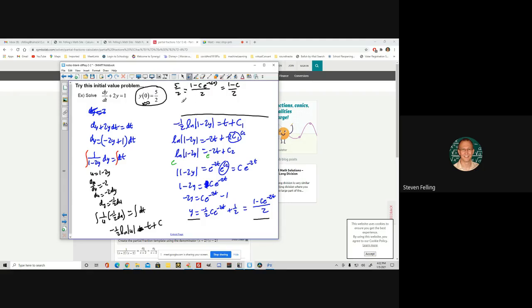So when you multiply both sides by 2, you get 5 equals 1 minus c, and therefore c equals 1 minus 5, or negative 4. So our final solution would be y equals 1 minus negative 4, so plus 4, e to the negative 2t over 2. That's my final particular solution there. Write it better down here: y equals 1 plus 4 e to the minus 2t over 2. If you were to graph that, that's the specific function curve that fits this differential equation where the slopes all match up, but it also goes to the point x is 0, y is 5/2.